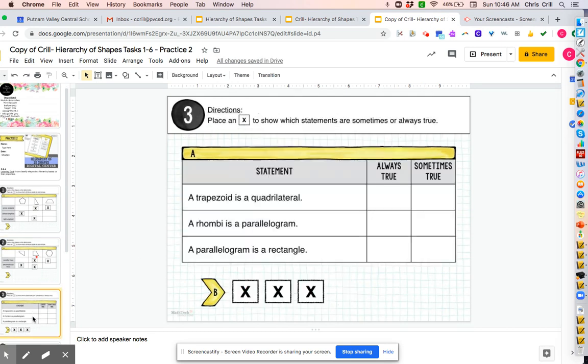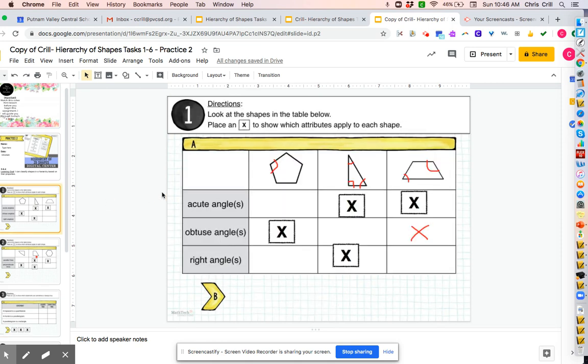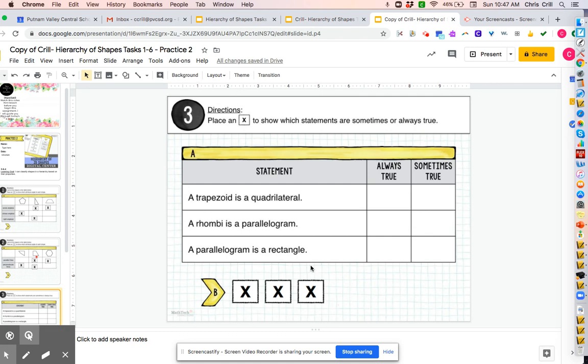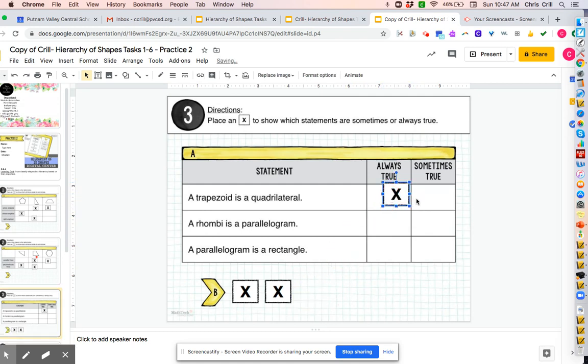Let's move on to the third task. So here there's some statements, and we have to decide if the statement is true or false. So this says a trapezoid is a quadrilateral. Well, trapezoid was back here on this side, and it is a quadrilateral because it does have 4 sides. So we're going to say that's always true. It's not sometimes true, it's always true.